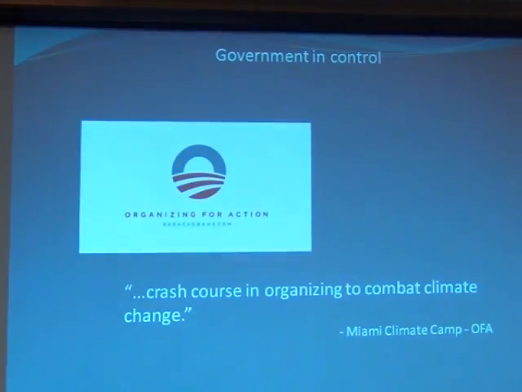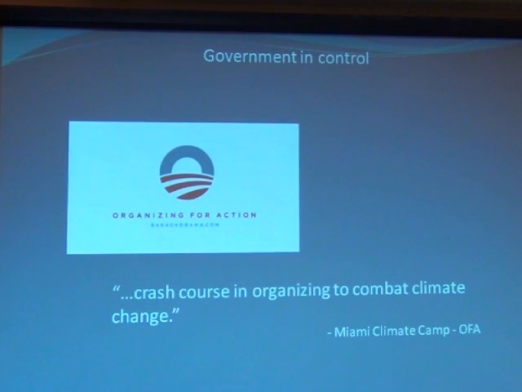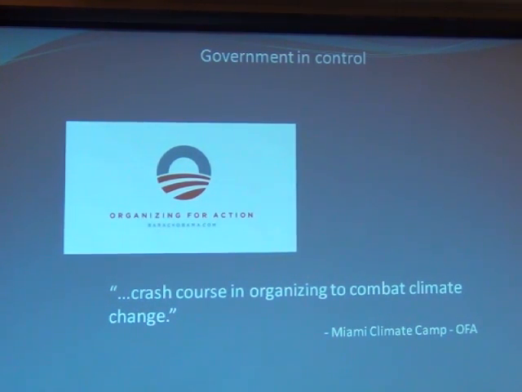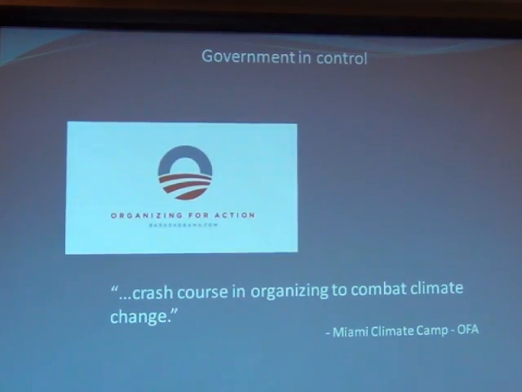Now, if you think this is nothing but an executive order with no teeth, think again, because Organizing for Action, which is nothing but a group that supports Obama, actually was part of his campaign group originally. They're running a crash course in organizing to combat climate change out of their Miami office. They started this several months ago. The purpose of that is to implement exactly what the President of the United States is talking about in that executive order. So as that unfolds, you're going to feel more and more crushing of the individual rights that we have on a local level.